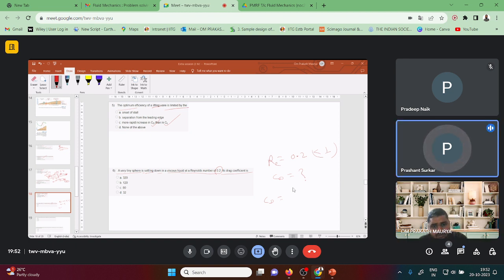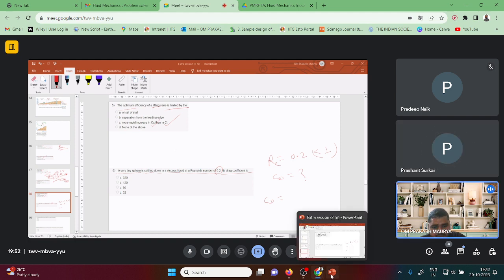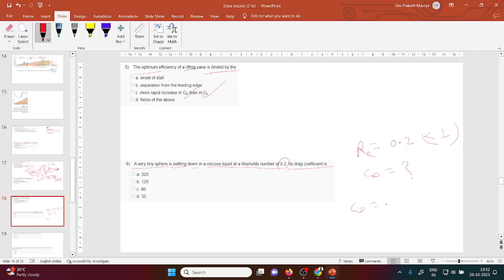Sir, actually I was not. Okay, let me first tell the answer of this question. Actually, CD depends on Reynolds number. So your CD is equal to 24 by RE when your Reynolds number is less than 1. So 24 by RE is equal to 24 by 0.2, so you will get 120. So option B is correct for this.